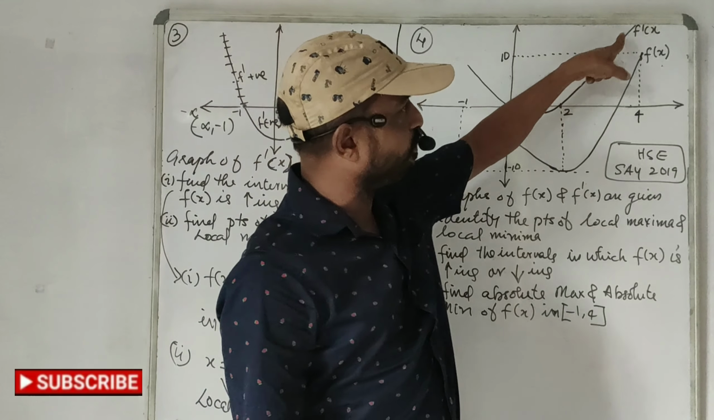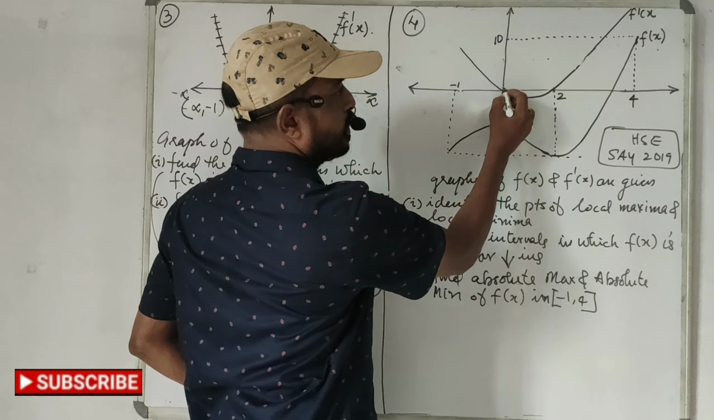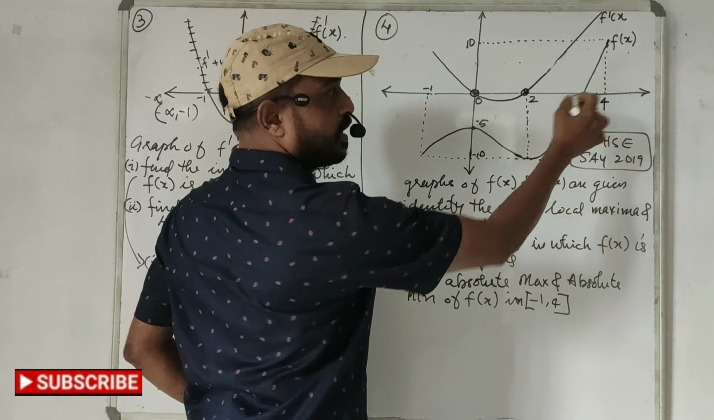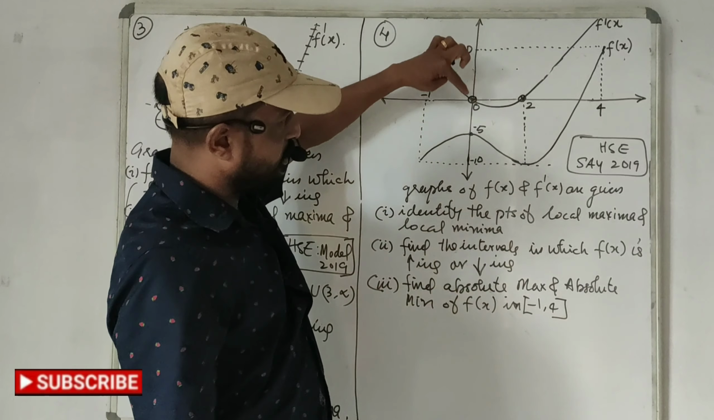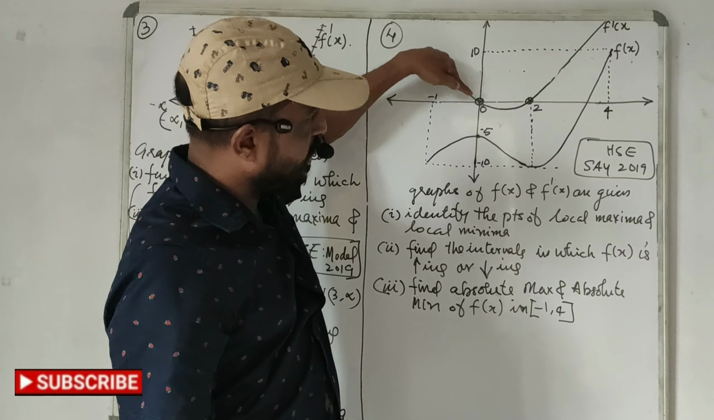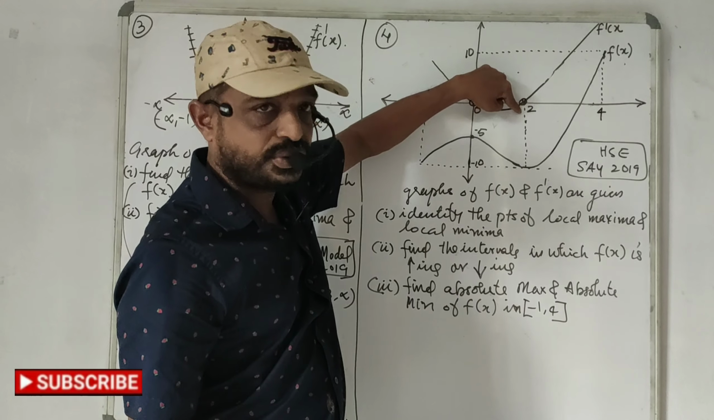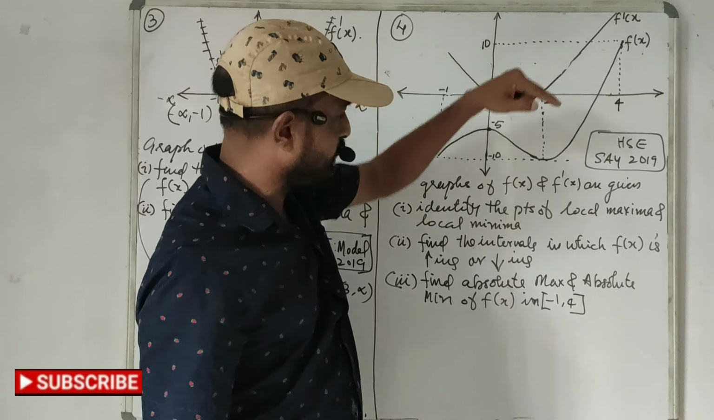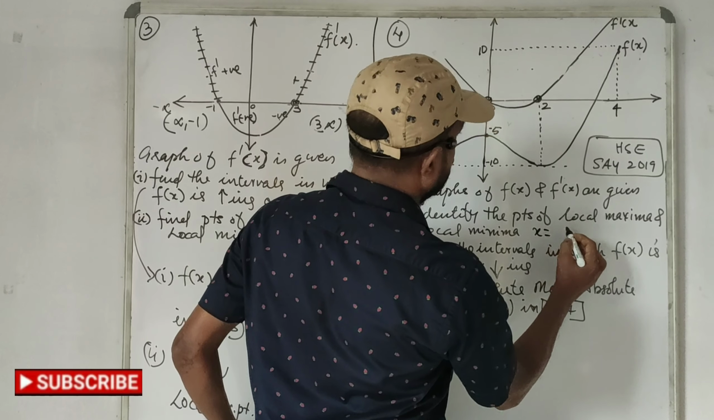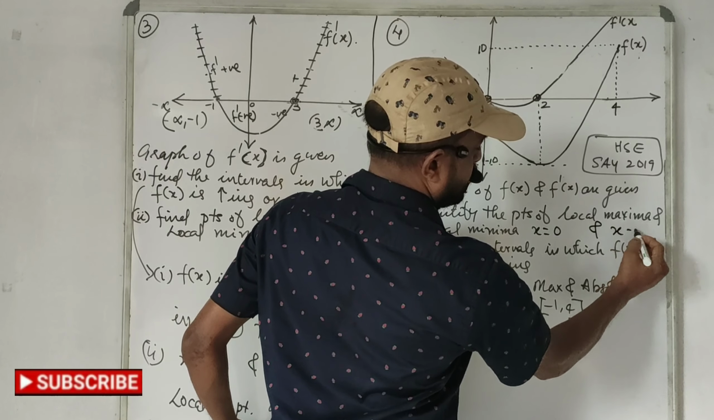So this is the graph of f dash of x. At the points of local maxima and local minima, f dash of x is equal to 0. That means f dash of x crosses the x-axis. So at x equal to 0 and x equal to 2, f dash of x intersects the x-axis. This is the point 0, 0 and this is the point 2, 0. So the points of local maxima and local minima are x equal to 0 and x equal to 2.